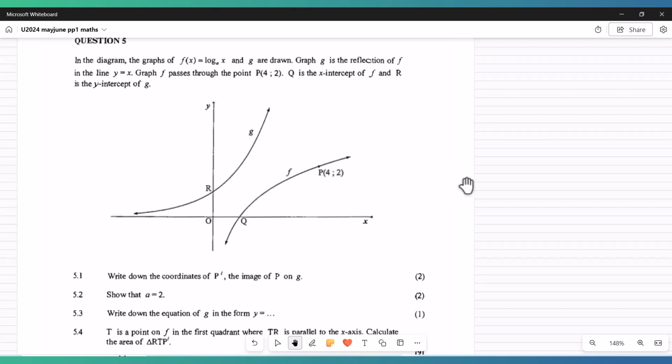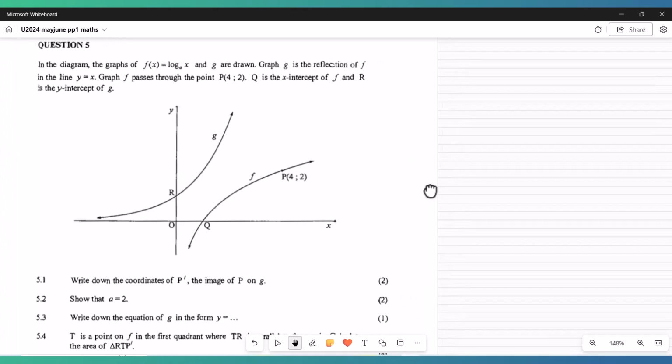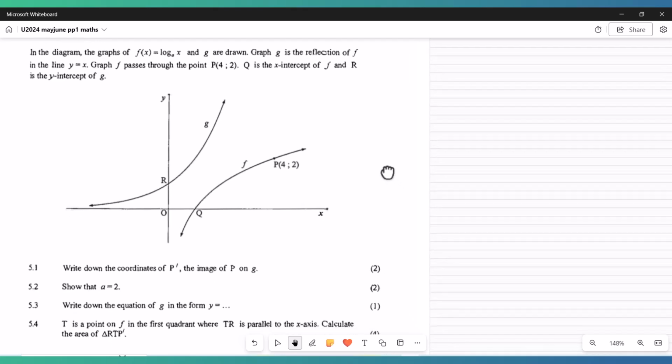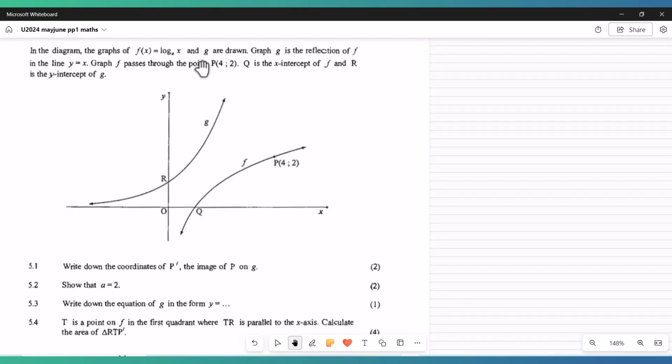Question 5 here. In the diagram, the graphs of f of x equals log base a of x and g are drawn. Graph g is the reflection of f in the line y equals x, and the graph f passes through the point (4, 2). Q is the x-intercept of f, and R is the y-intercept of g. They said this one is a reflection of the other. In which line? The line y equals x.